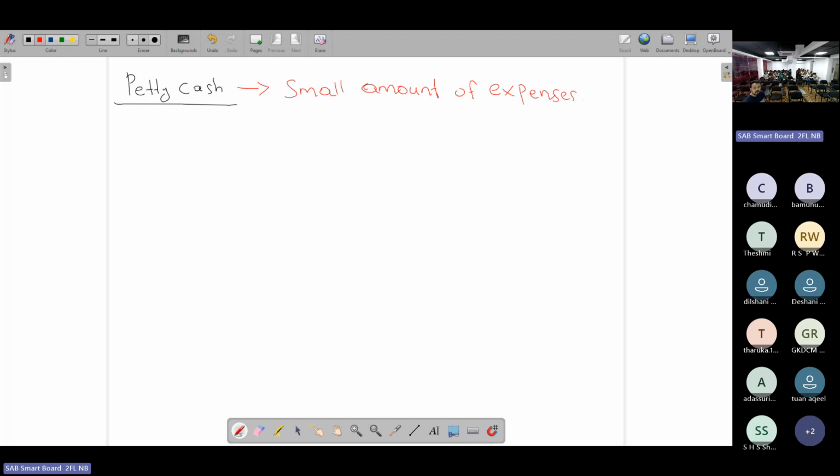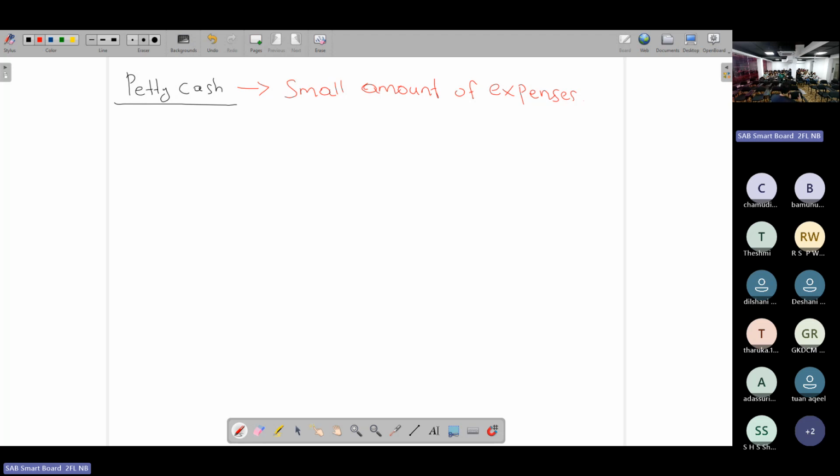Small amount of expenses. Now petty cash has a process. As I explained, in an organization or company, small or big, it doesn't matter, every single transaction should have approval and authorization. And you should have a document. Verbal communications are not valid.